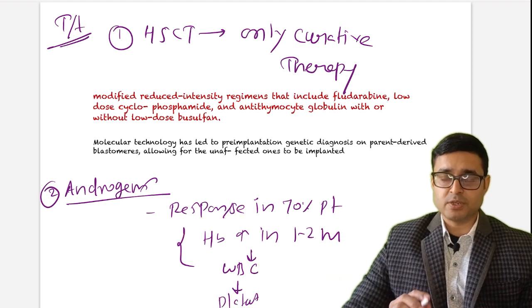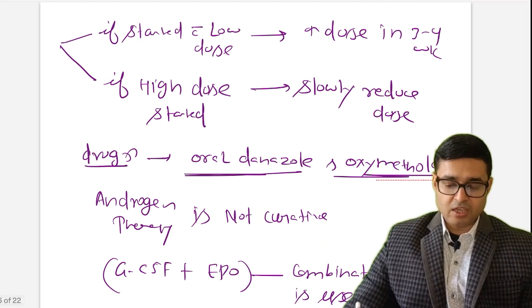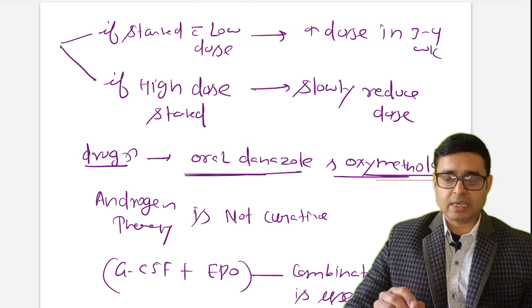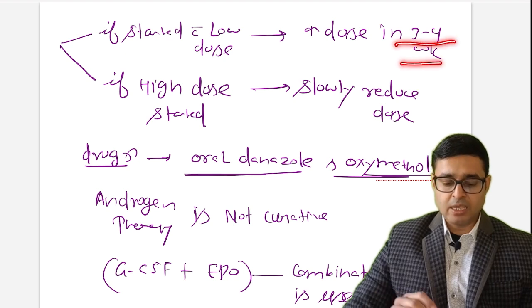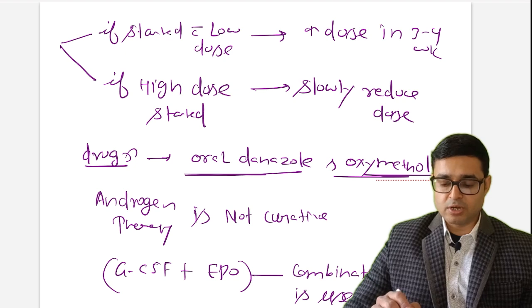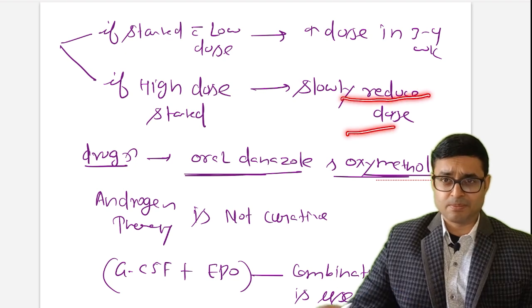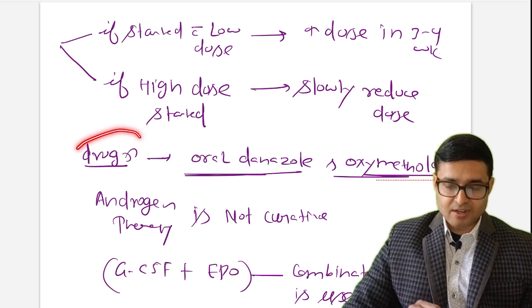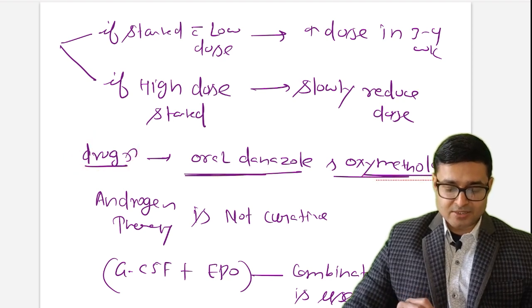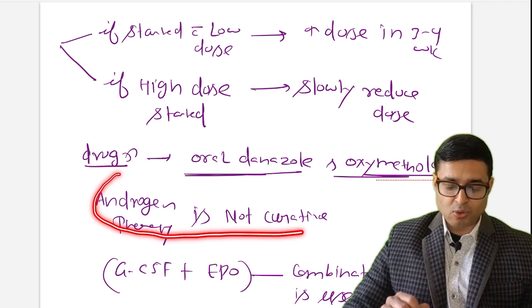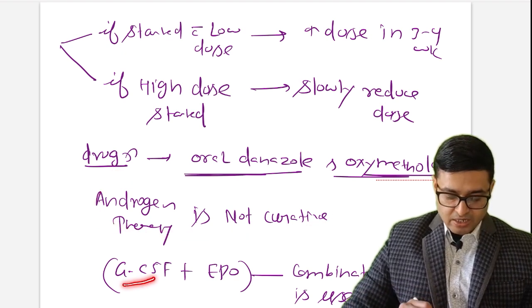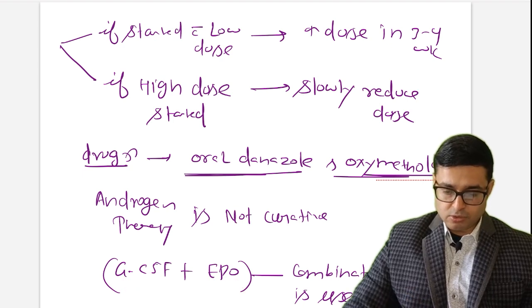Androgen increases HB first. Okay, if androgens are started at a low dose, they should be scaled up over the next 3 to 4 weeks. If they have been started at high doses, they should be slowly reduced to the maintenance dose. Important drugs are oral danazol and oxymetholone, and androgen therapy is not curative, as I told you earlier. GCSF and EPO combination is also used.